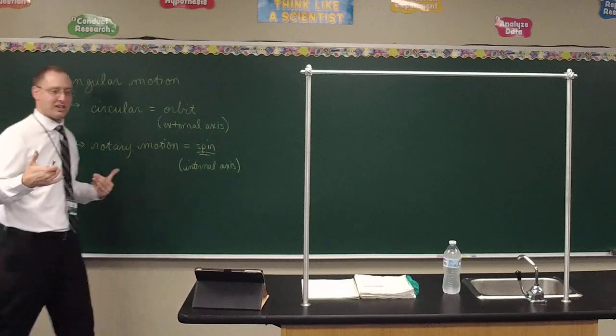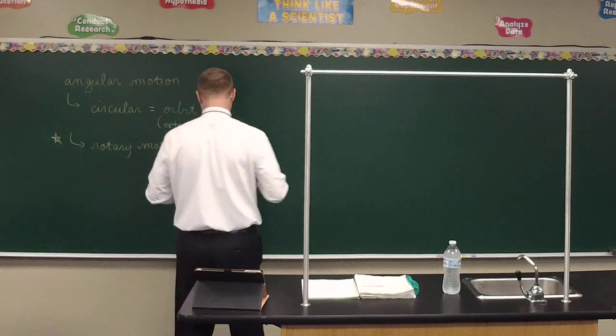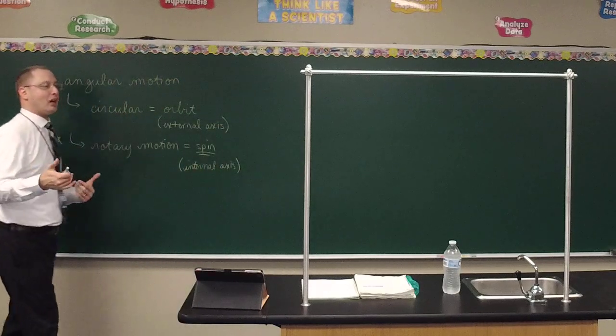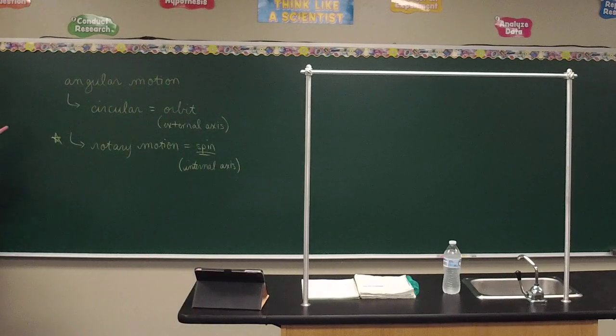But anyway, there isn't an actual physical axis on you, but for instance, if I'm spinning, this would be rotary motion. The object is spinning about a point within it, or an axis of a sense within it, and that's the idea of rotary motion. That's what we're going to be looking at.